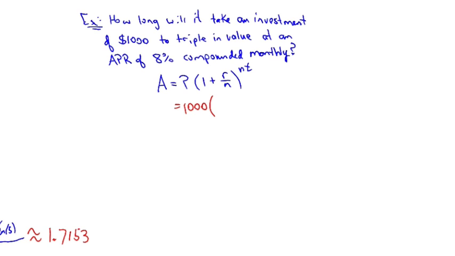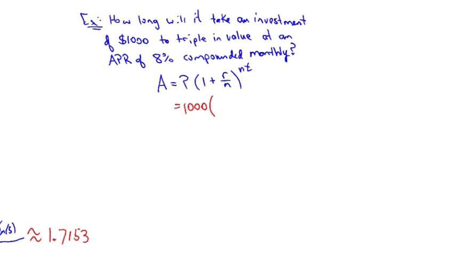Okay, read the problem again. How long will it take an investment of $1,000, which is P, to triple? Three times as much. So what goes into A? 3.